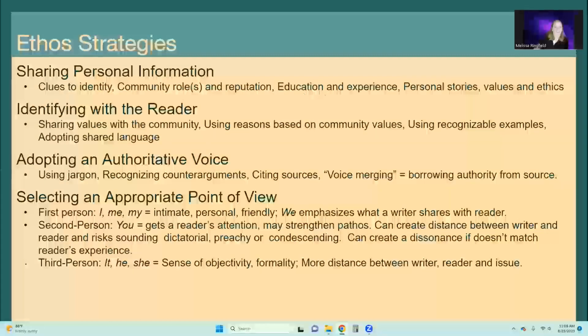For example, do they share their education? Do they tell personal stories? Are those personal stories about their family or about their work?